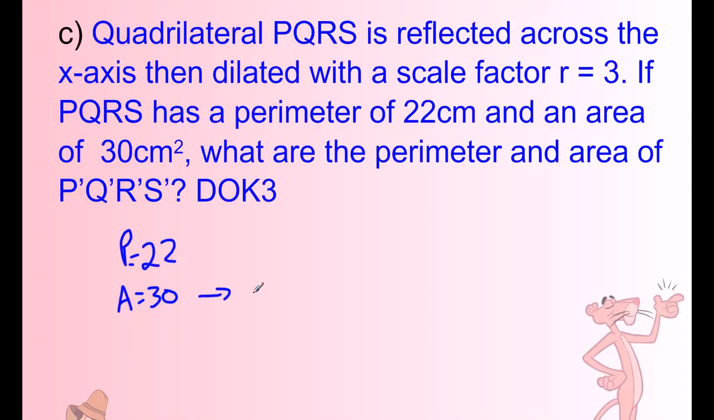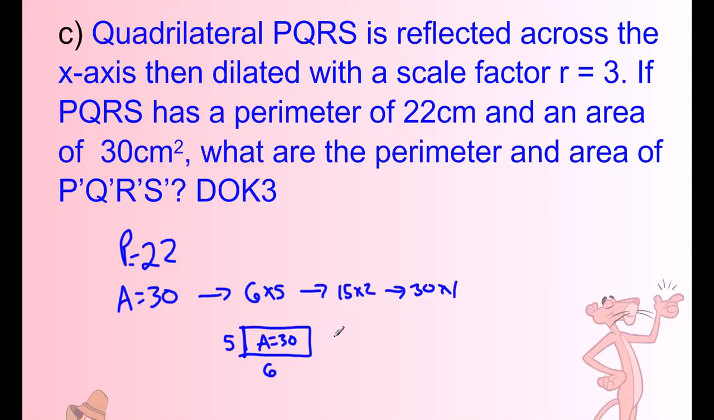To get an area, if I'm talking about a quadrilateral, maybe like a rectangle or a square or a parallelogram, it's base times height or length times width. That would be 6 times 5. So if this is a rectangle or something, 6 times 5 would give me an area of 30. It could also be 15 times 2 or 30 times 1. All of these are possible rectangles that give me an area of 30: 15 and 2, 30 and 1.